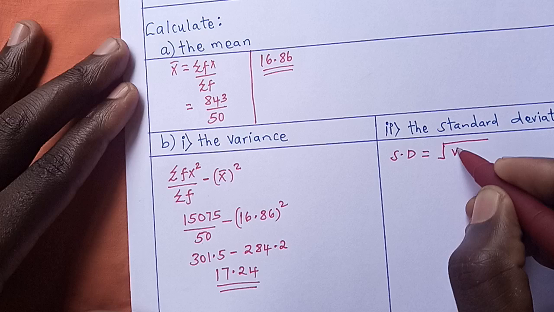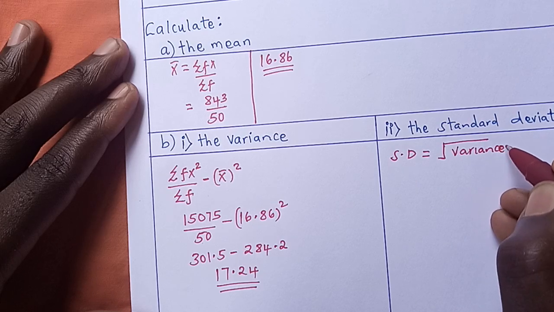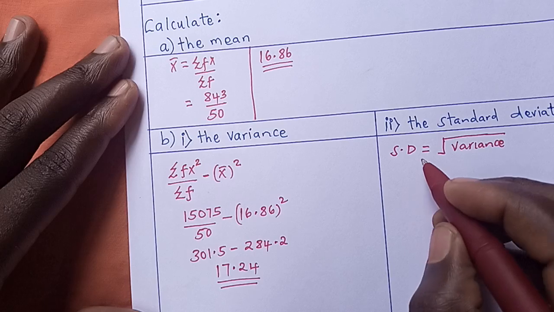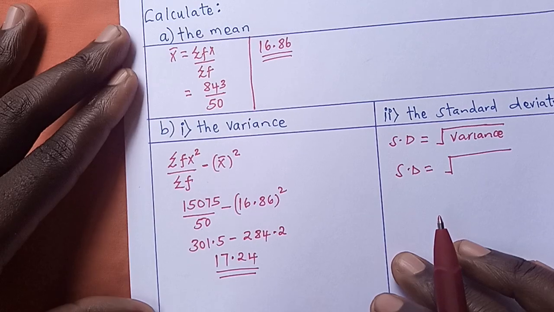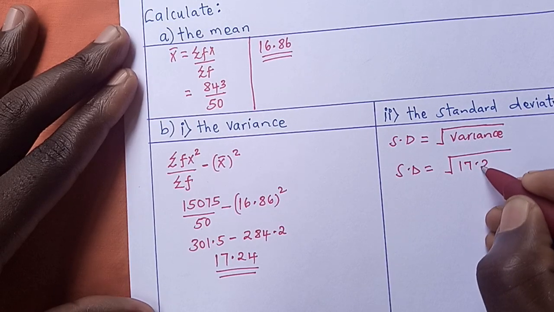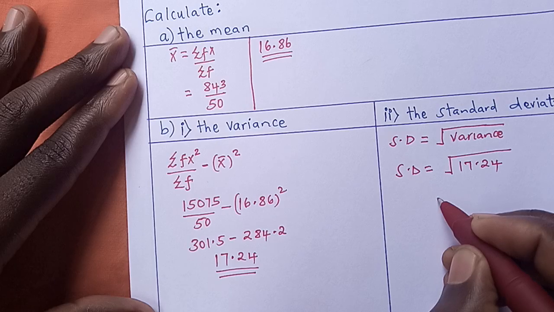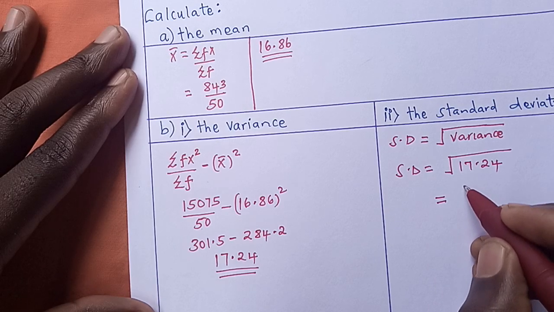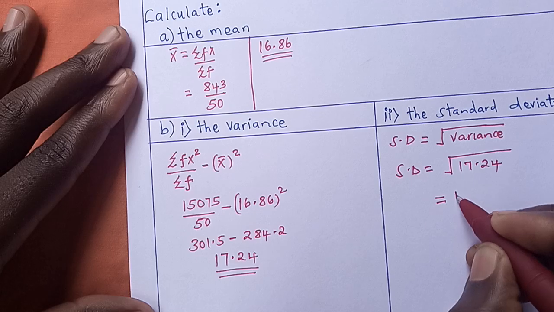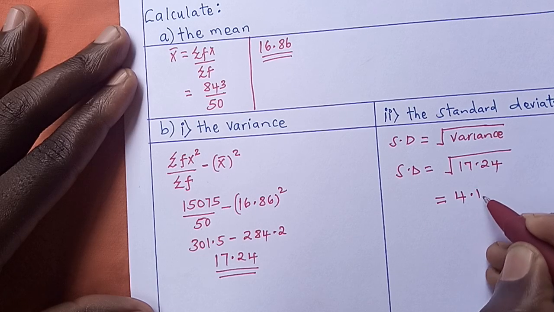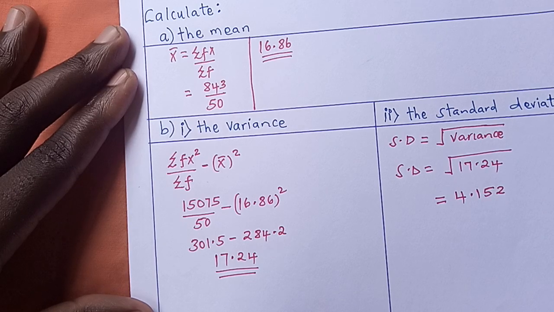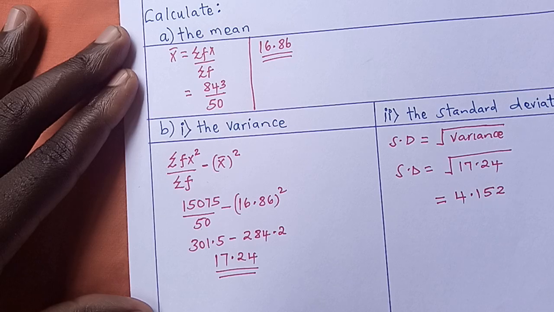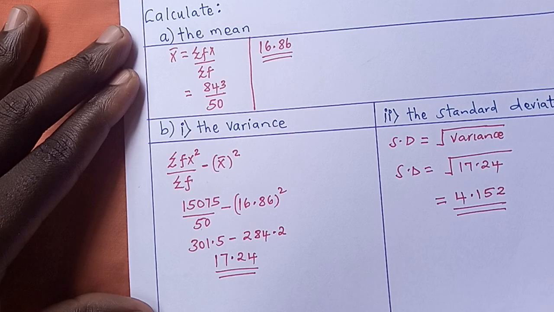Now, under the standard deviation, we must remember that standard deviation is in fact the square root of variance. The square root of variance will give you standard deviation. Our standard deviation is going to be the square root of 17.24. If you find the square root, to four significant figures, it is going to be 4.152 as our standard deviation.